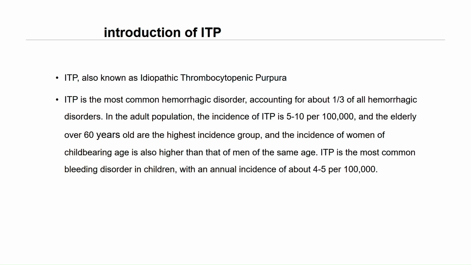Introduction of ITP. ITP, also known as idiopathic thrombocytopenic purpura, is the most common hemorrhagic disorder, accounting for about one-third of all hemorrhagic disorders. In the adult population, the incidence of ITP is 5 to 10 per 100,000. The elderly over 60 years old are the highest incidence group, and the incidence of women of childbearing age is also higher than that of the men of the same age.